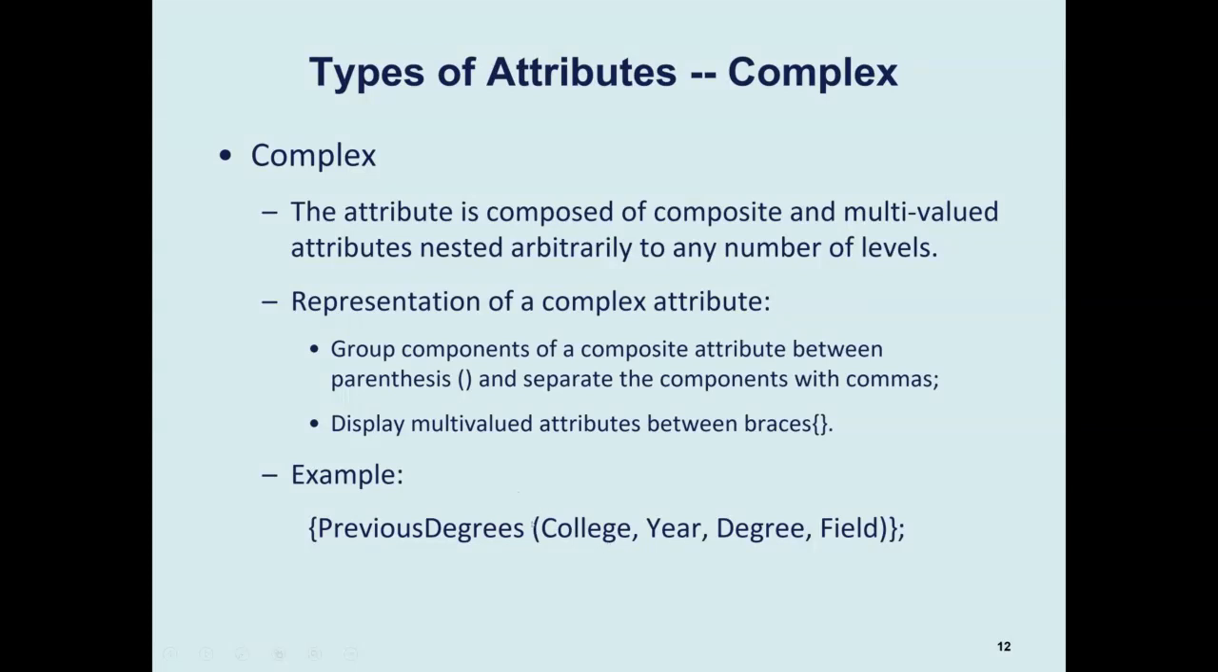I want you to understand that we use parentheses to indicate subcomponents of an attribute. In this way, previous degree is composed of four fields. Then we use curly braces to enclose previous degree to indicate that previous degree can have multiple values. So this basically means that previous degree is a complex attribute. Any questions?